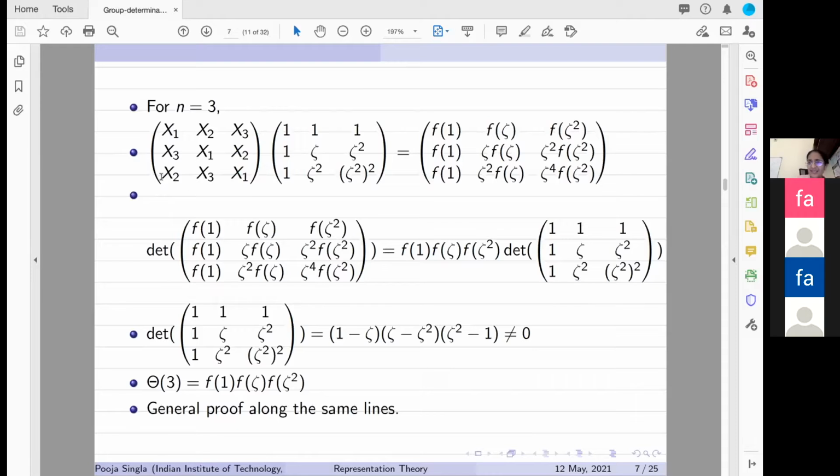Is my cursor visible? Is my cursor visible? Yes, Pooja. Yes, yes. Yeah.